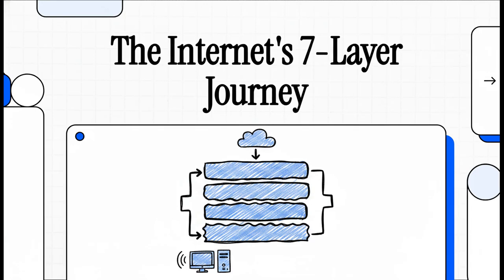Today, we're pulling back the curtain on the internet's hidden blueprint. I'm talking about a 7-layer model that makes all of our digital lives possible. Ready? Let's get into it.